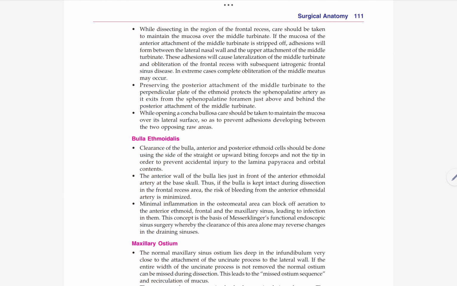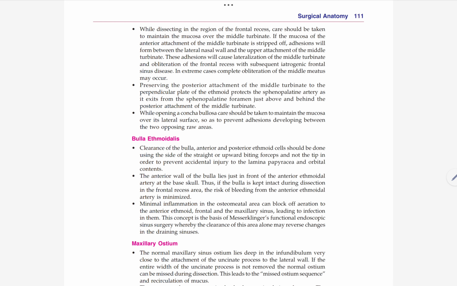While dissecting in the region of the frontal sinus recess, care should be taken to maintain the mucosa of the middle turbinate. If the mucosa of the anterior attachment of the middle turbinate is stripped off, adhesions will form between the lateral nasal wall and the upper attachment of the middle turbinate. These adhesions will cause lateralization of the middle turbinate and obliteration of the frontal recess with subsequent iatrogenic frontal sinus disease. In extreme cases, complete obliteration of the middle meatus may occur.